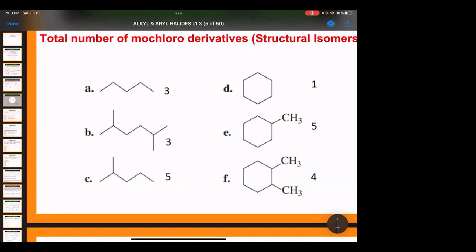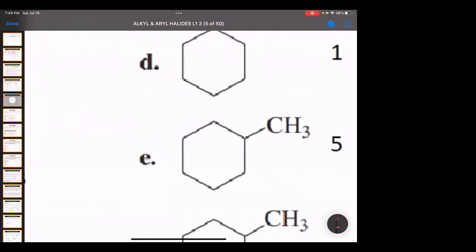Sir, one doubt, sir. In E also, like all are single bonds, right? Yeah, single bonds. E also all are single bonds. So then why are they considering 5, sir? So you can start from here. You can take this one, this one, this one, this one, and beyond this, they are all same. Okay, sir. Yeah, because the other side is just the repetition, the right half is just the repetition of the left half.